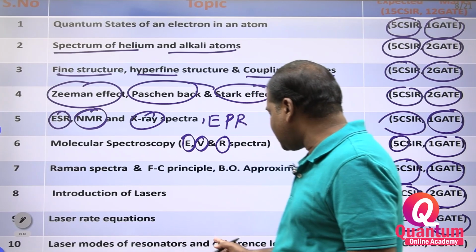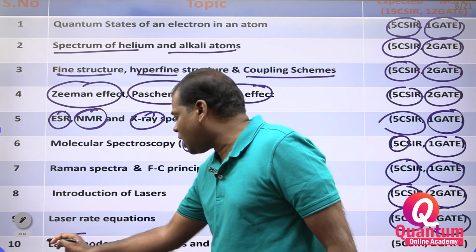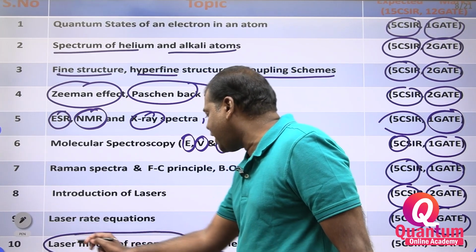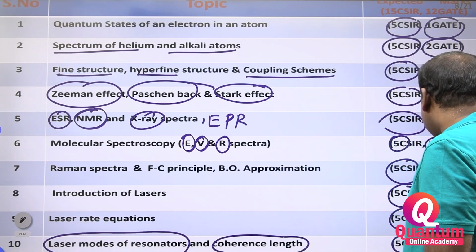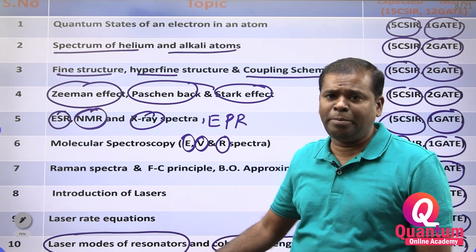Laser modes of resonators and coherence length. You will get 5 marks in CSIR, 2 marks in GATE. I segregated it into 10 parts.